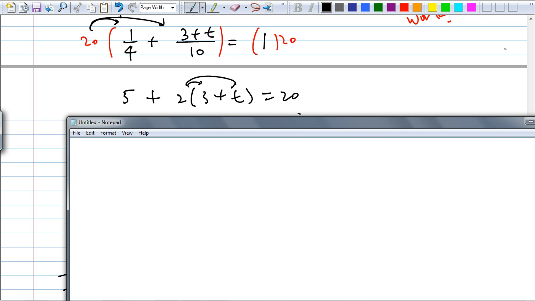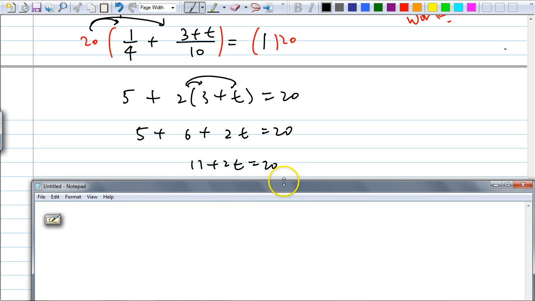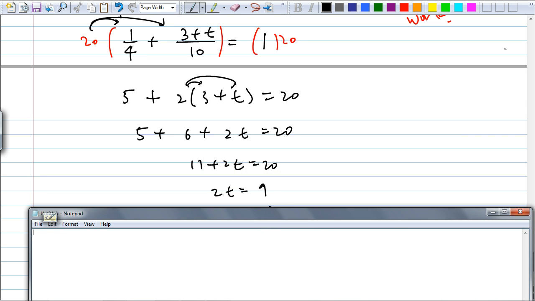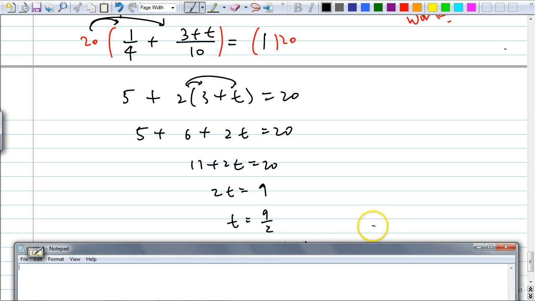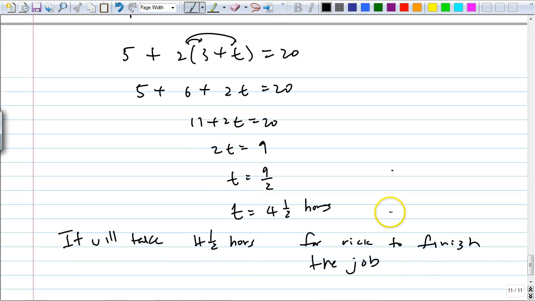All right, then you distribute that 2, and you should have gotten 5 plus 6 plus 2T equals 20, right? And then you gather your like terms, 5 plus 6, 11, plus 2T equals 20. You subtract both sides by 11, you get 9. How many people got T equals 9/2? Very good, which means 4.5 hours, right? So after Phil goes home, Rick has to do 4.5 hours of work. Is that okay? Does this make sense, guys?